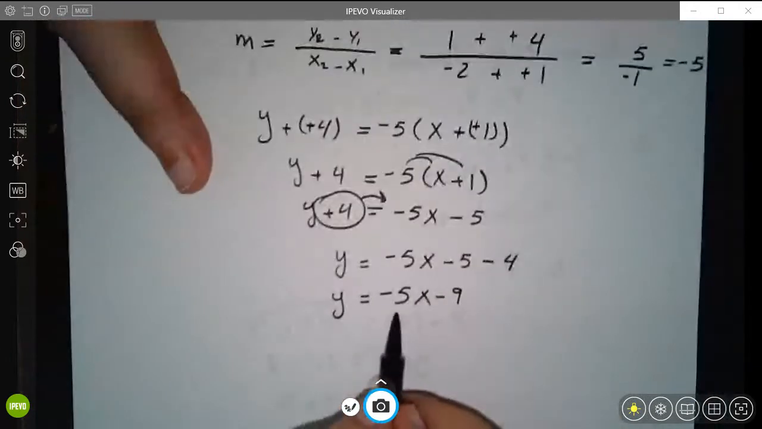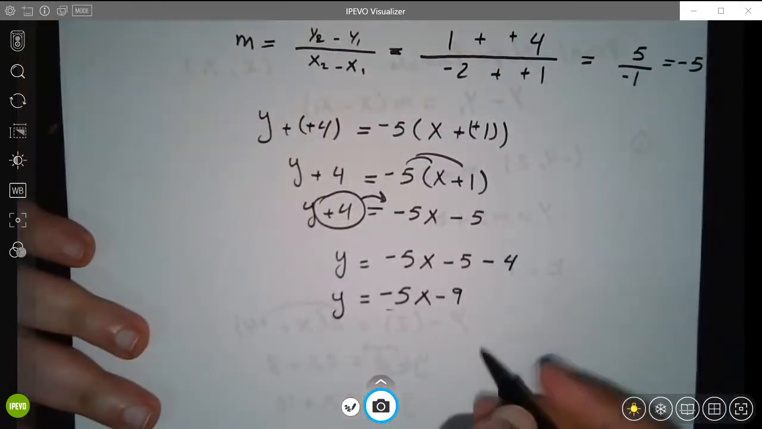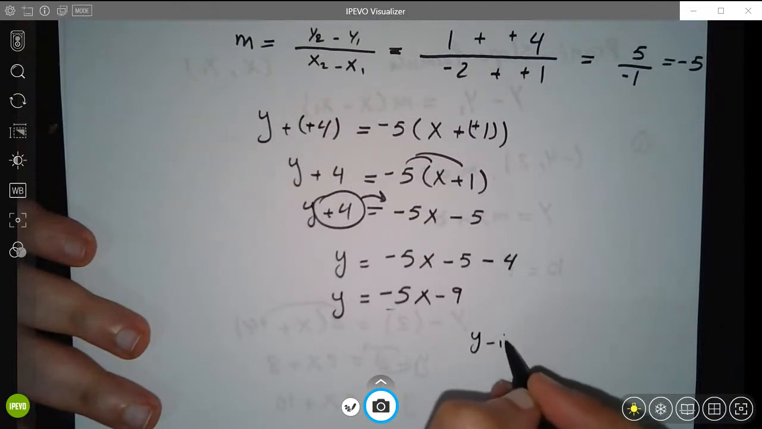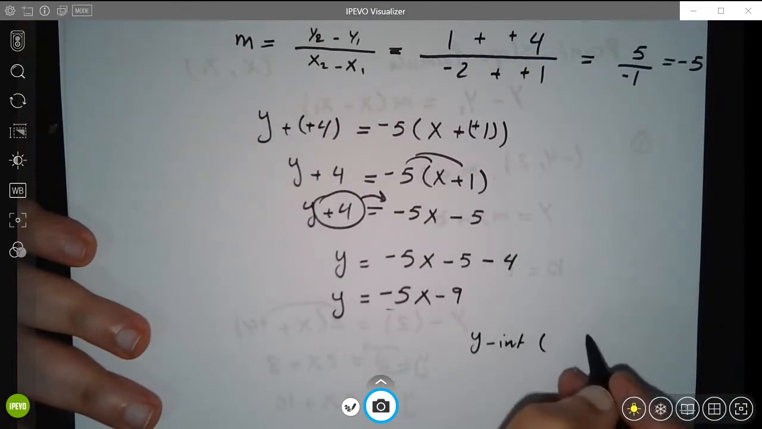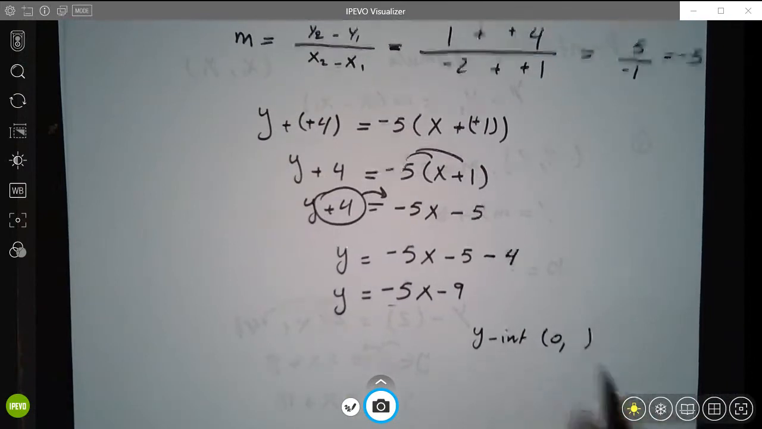Yes. So this is my equation. Now compare the slopes. Negative 5, negative 5. So what is my y-intercept? Can you guys tell me? 0 and... What's the value I'm entering right here?